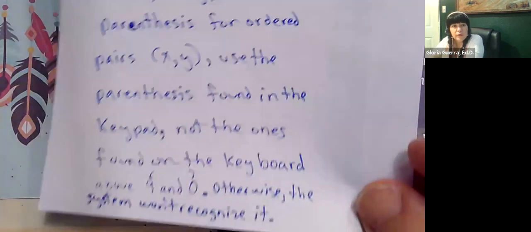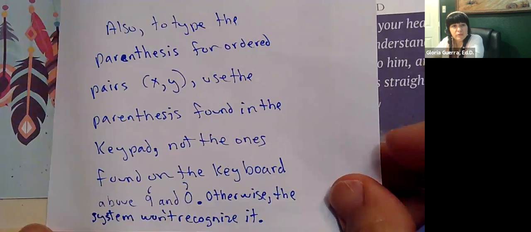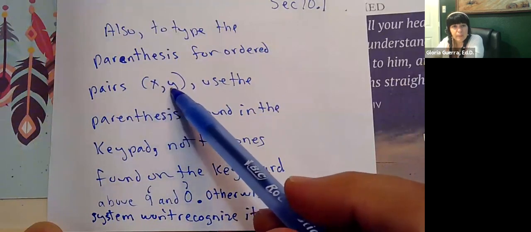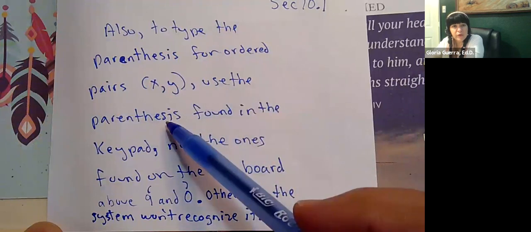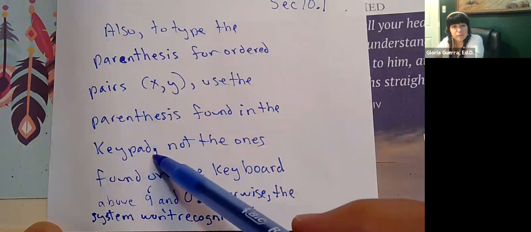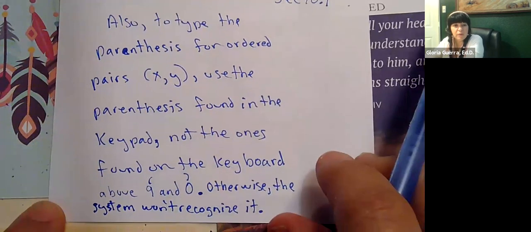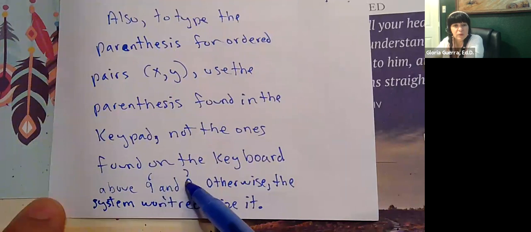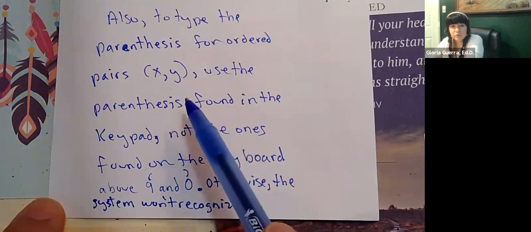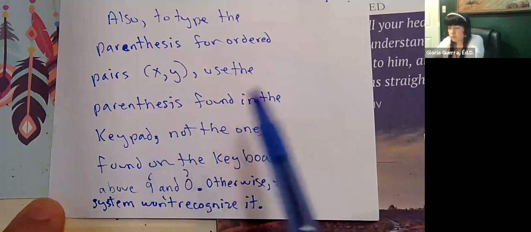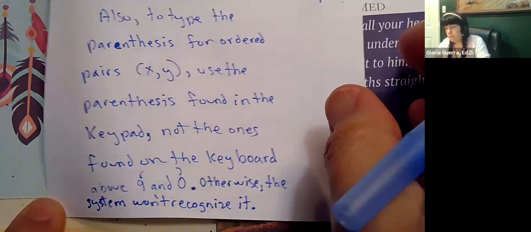There's another note here. To type the parentheses for an ordered pair, let's say you have parentheses x comma y, you want to use the parentheses found in the keypad, not the parentheses found on the keyboard, like the one above the 9 and the one above the 0. Otherwise, the system won't recognize those parentheses in the ordered pair. So you have to use the parentheses from the keypad. That's another notice to let you know about.